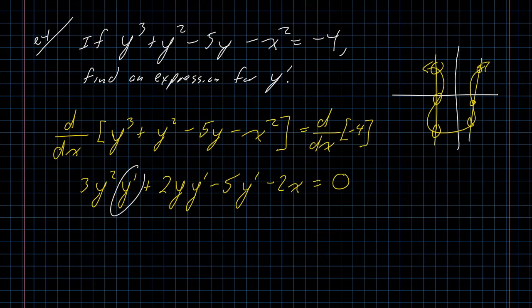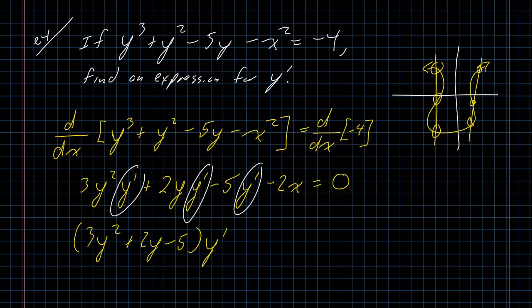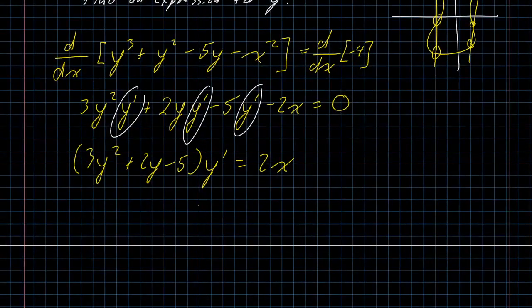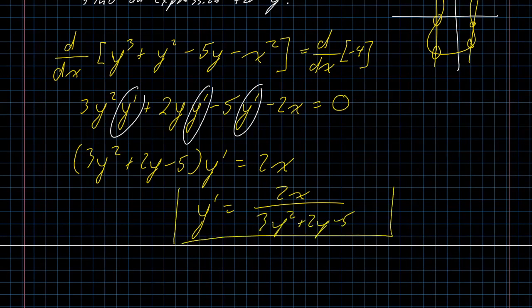Notice that several of these terms have a y prime in them. Every time y prime appears, it is by itself. It's not being squared, it's not being square rooted, it's never showing up in the denominator. You have some mess multiplied times y prime. And so I can factor all that stuff out. I can move the 2x to the other side of the equation, and I can divide to get a nice result here.